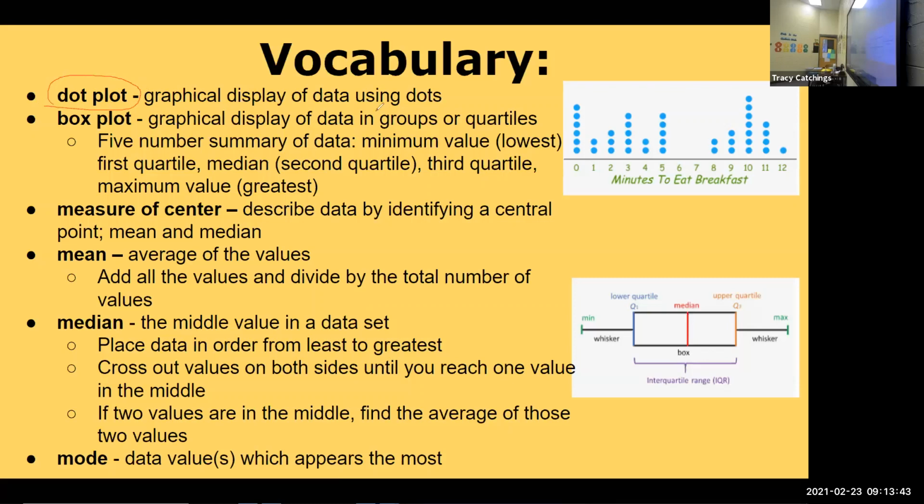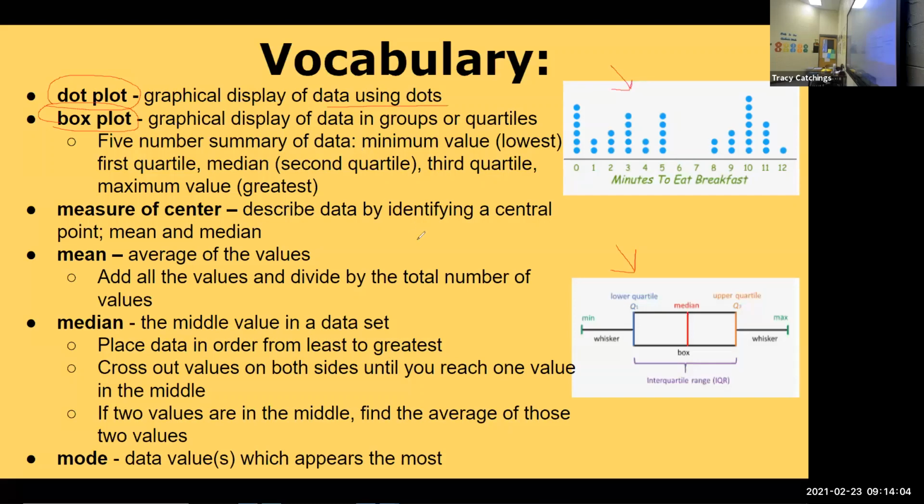A dot plot displays the graph with dots. We did look at some dot plots yesterday. A box plot, this is an example of what a box plot looks like if you are unfamiliar with it from 6th grade. It is a graphical display of data in groups or quartiles. It has a 5-number summary of data.